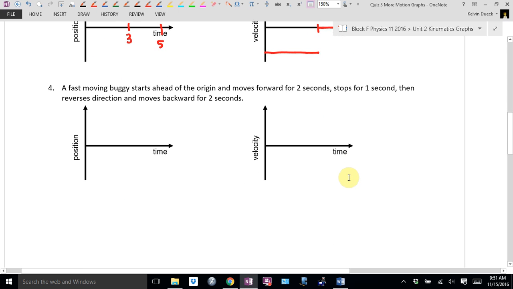A fast-moving buggy starts ahead of the origin. Oh, it's going to move forward. I'm going to have to give myself some room. Starts ahead of the origin, moves forward for 2 seconds. Stops for 1 second. Moves backward for 2 seconds. Something like that.